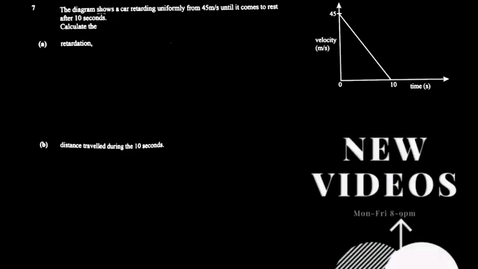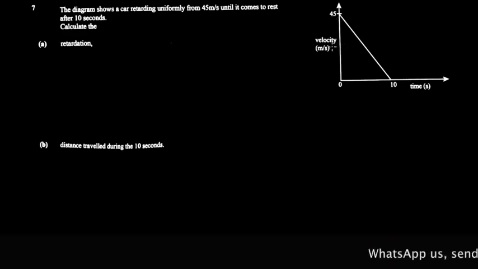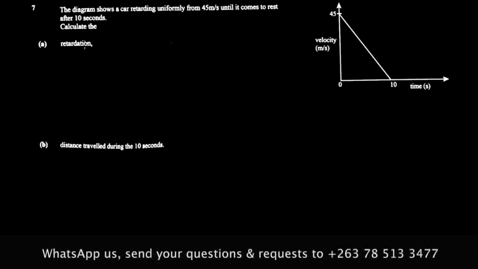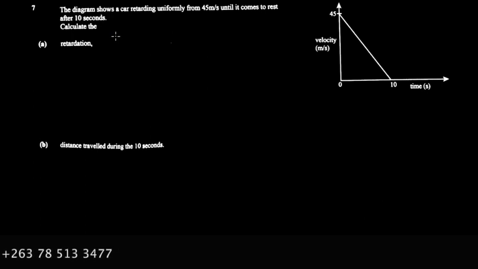So this one says the diagram shows a car retarding uniformly from 45 meters per second. This is a velocity time graph, and it comes to rest in 10 seconds, just like this. Calculate the retardation. The retardation simply means the negative acceleration, okay?